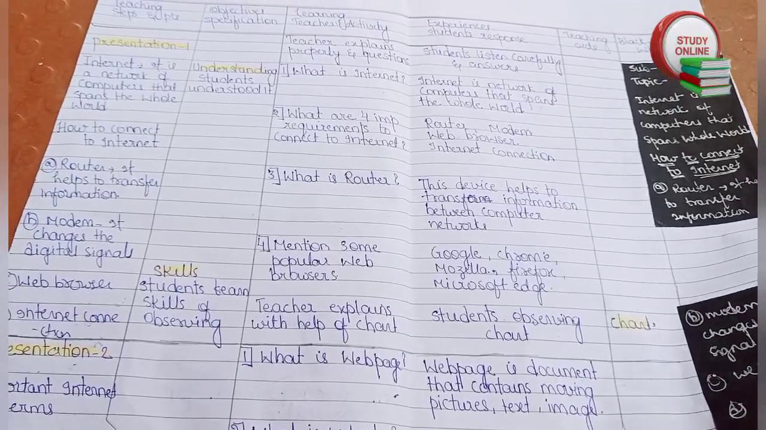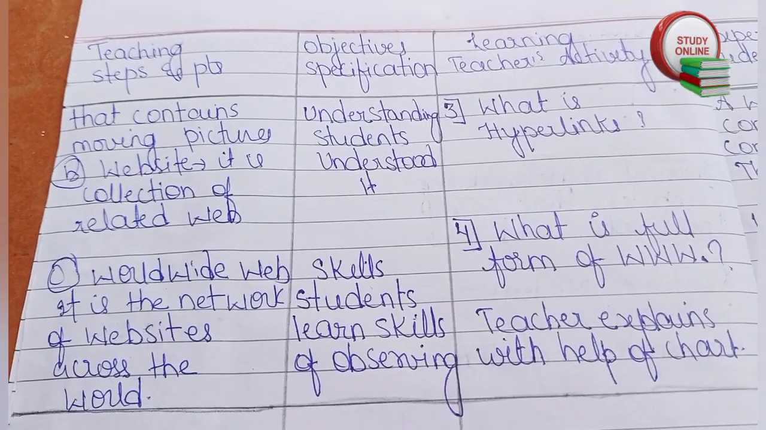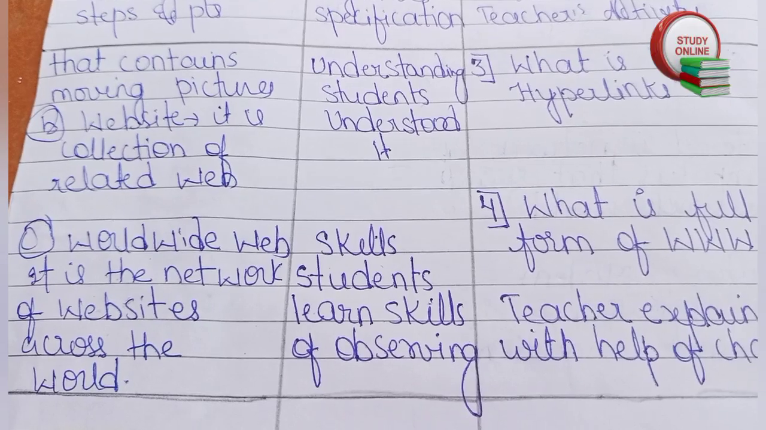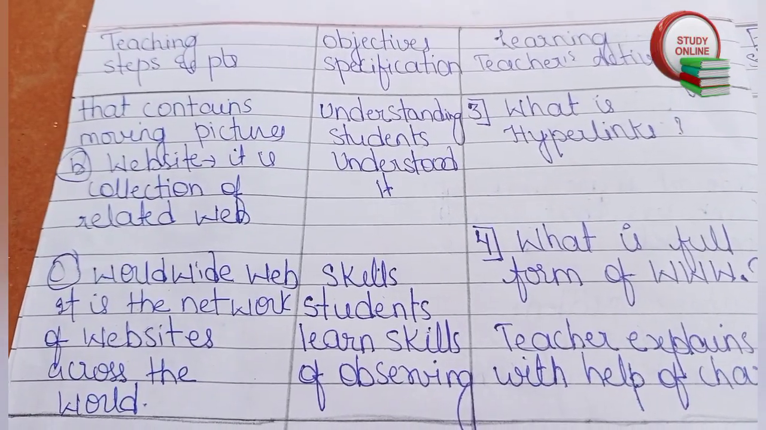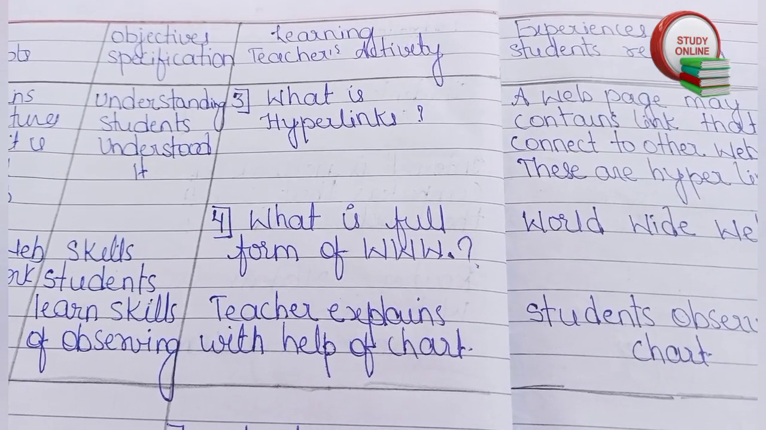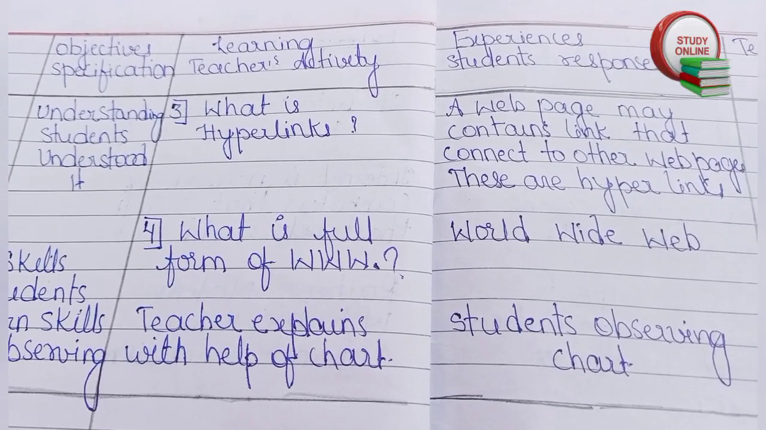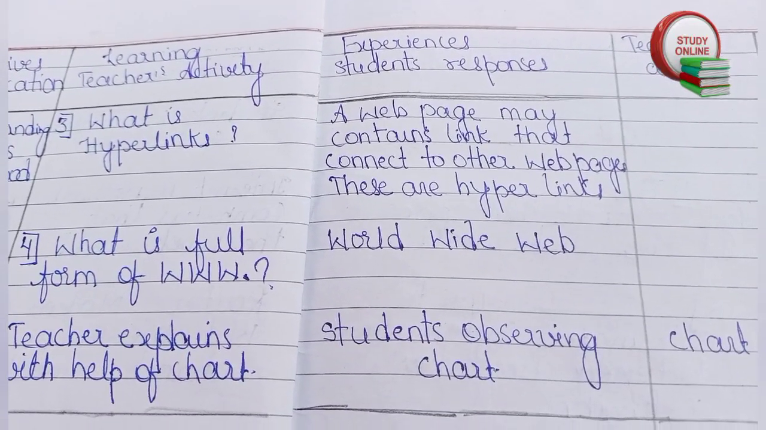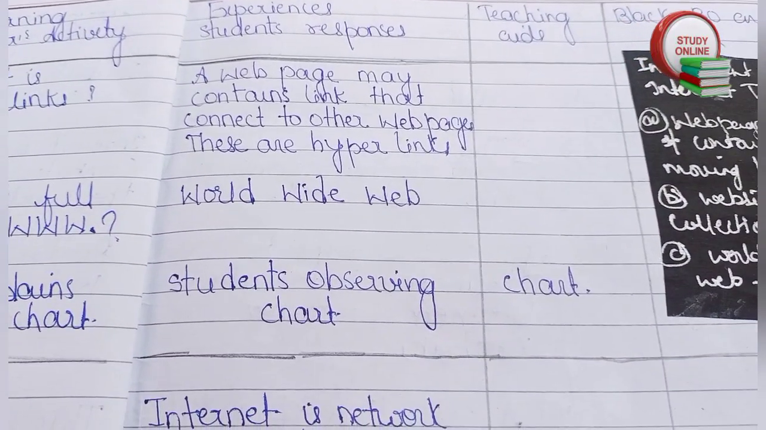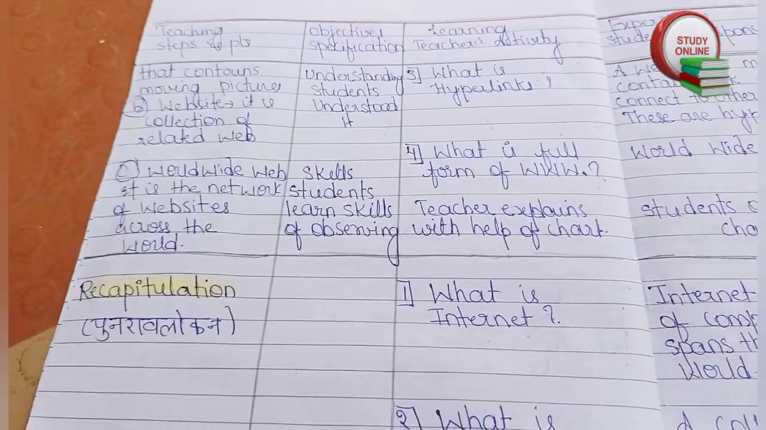So for presentation 1 and presentation 2, here you can see, and here we will see the rest part of presentation 2. So here you can see presentation part 2, the rest part of our presentation, and here the rest part of our questions like what is hyperlinks, what is the full form of www, and here is the answer that students will give to us. Now here you can see the answer that students will give to us. So here you can also see the blackboard work. So like this we have to make the rest of presentation part 2.